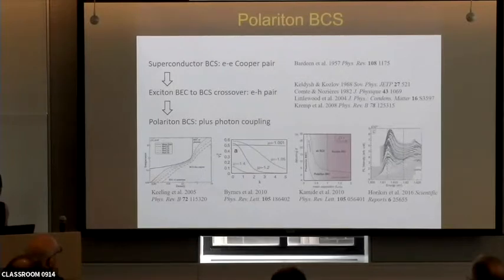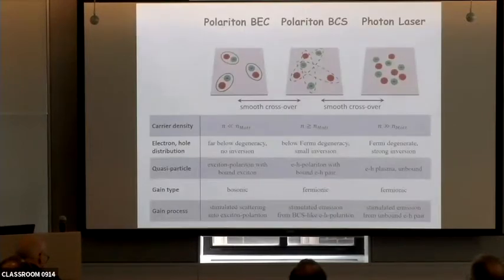Keldysh, Kopaev and others were the first ones to generalize to the polariton system to include the photon coupling. And more recently, there was also theoretical work to show that in the polariton system, one might even get such a state without any Coulomb interaction, with the coupling just produced by the photon fields. And there have also been some experimental works, but they're not very convincing in some ways. So what are those polariton BCS states?